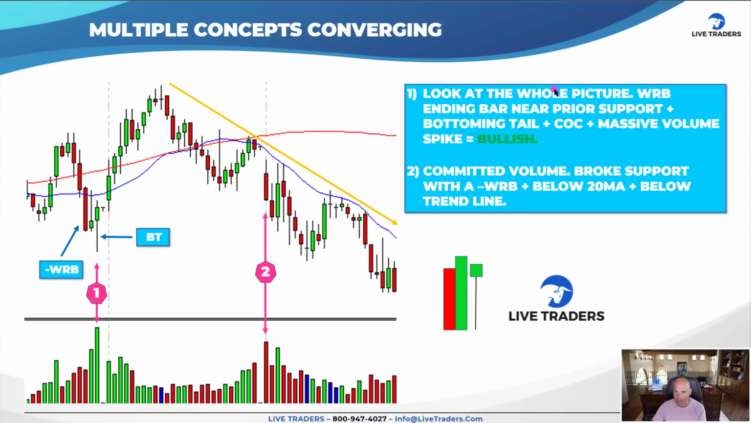So look at the whole picture. Wide range ending bar near prior support plus a bottoming tail plus a change of color bar plus massive volume equals bullish. And it happened near prior support. Okay? This is how you have to think about trading. You have to look inside. There's more to it than just looking, oh, it's red, oh, it's green.